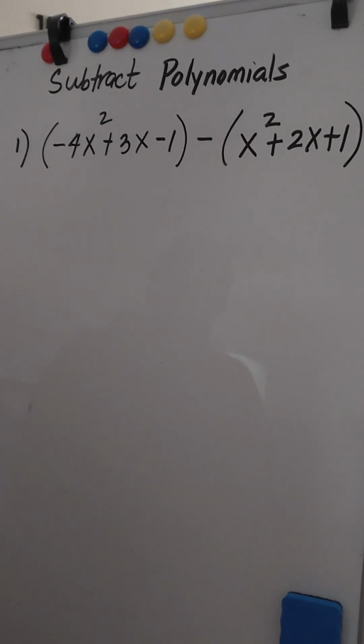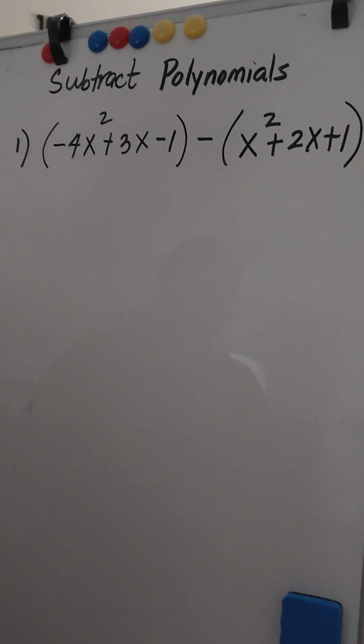Hello. So today we are going to learn how to subtract polynomials. Number one, we have the quantity of negative 4x squared plus 3x minus 1 minus the quantity of x squared plus 2x plus 1. Now, in our previous video, we learned how to add polynomials.